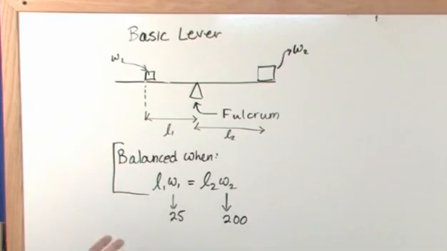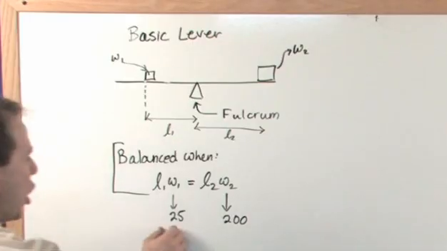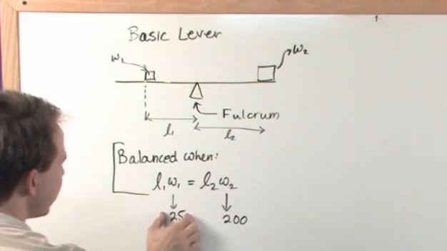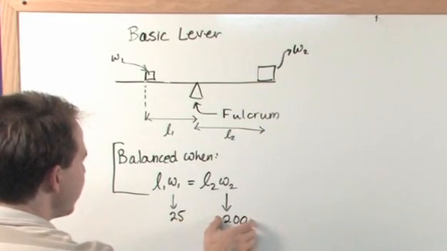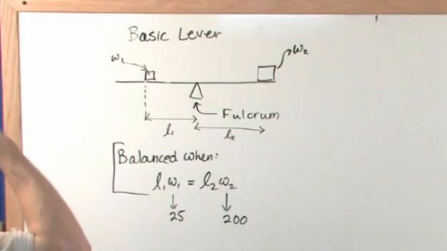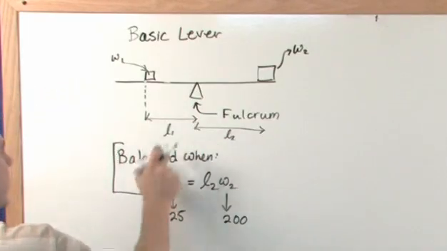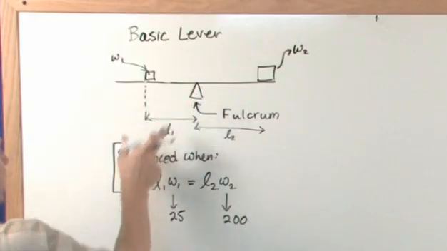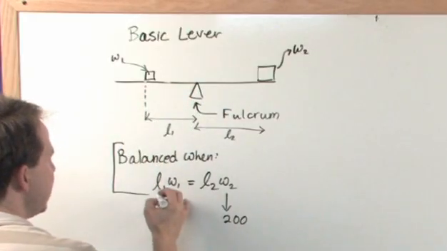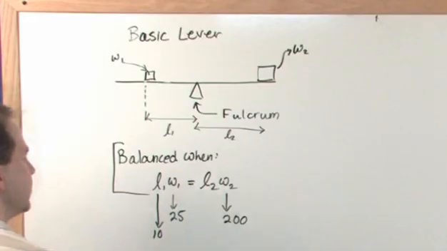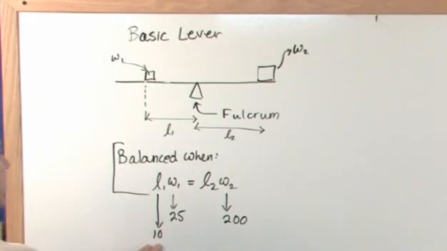Well, if this seesaw is going to balance, there's no hope for the seesaw to balance without playing with things here, because this is only 25. This is only 200. You've got to do something to make it balance. So let's say the distance L1 of the toddler from the fulcrum is 10 feet. Let's say he was sitting 10 feet from the fulcrum, okay?